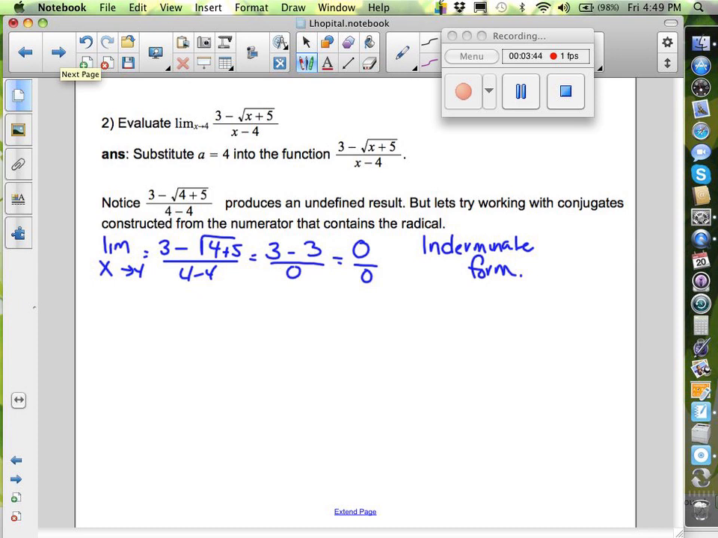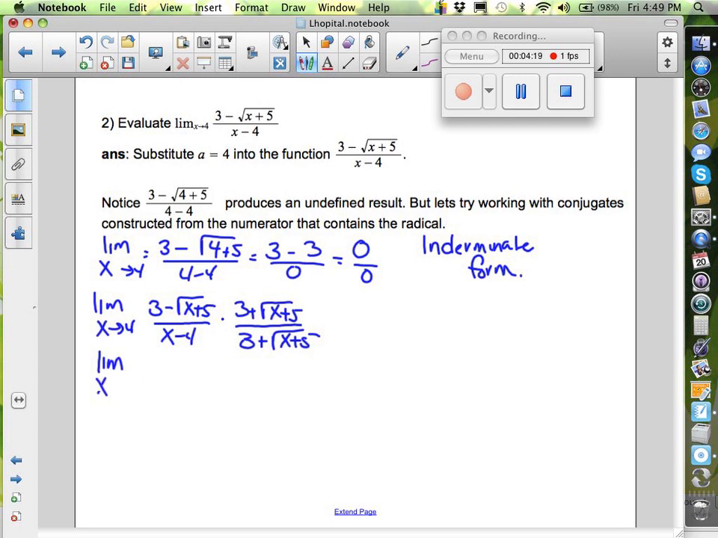All right, so now we're going to try this again, but we're going to simplify. And we're going to simplify by multiplying by the conjugate of that radical that's in the numerator. So we'd have the limit as x approaches 4 of 3 minus square root of x plus 5 all over x minus 4. The conjugate for 3 minus the square root of x plus 5 is 3 plus the square root of x plus 5. All right, so when we go to multiply, 3 times 3 is 9, and we multiply the outer terms, 3 times the square root of x plus 5 and 3 times negative square root of x plus 5, we get 3 square roots of x plus 5 minus 3 square roots of x plus 5.